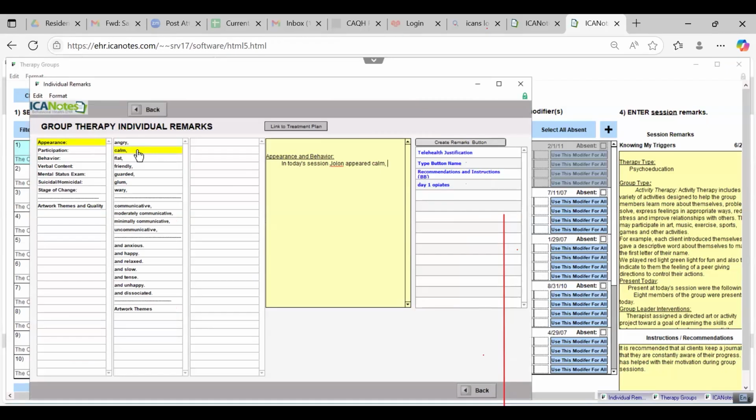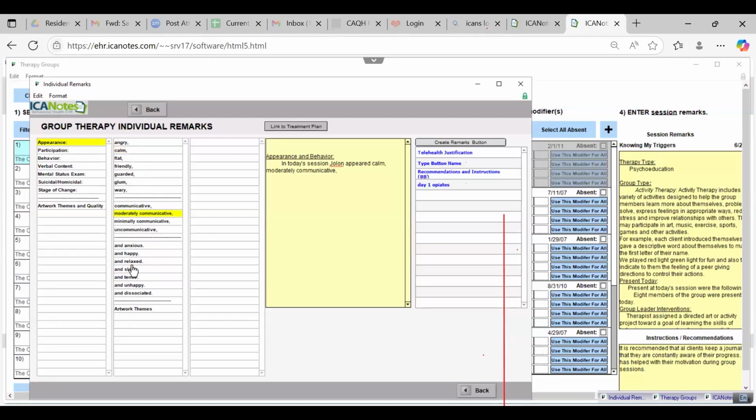Just think about yourself as a teacher. Teachers often don't want to read a huge report. If I give you an assignment and say I want these components, I don't want 10 pages to read. I want it to the point and succinct. So in today's session, Jolyn appeared calm. Up here it might be a couple things, but he was simply calm. Communicative. We want to see how they were communicating. He was moderately communicative.